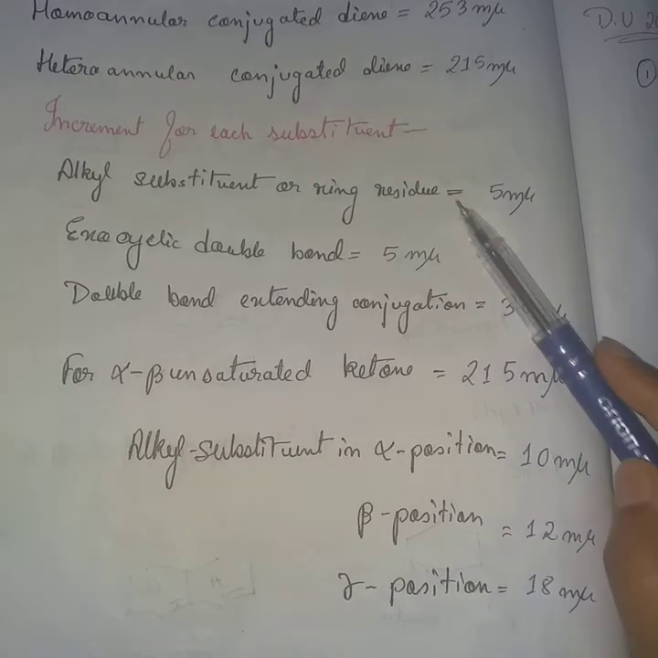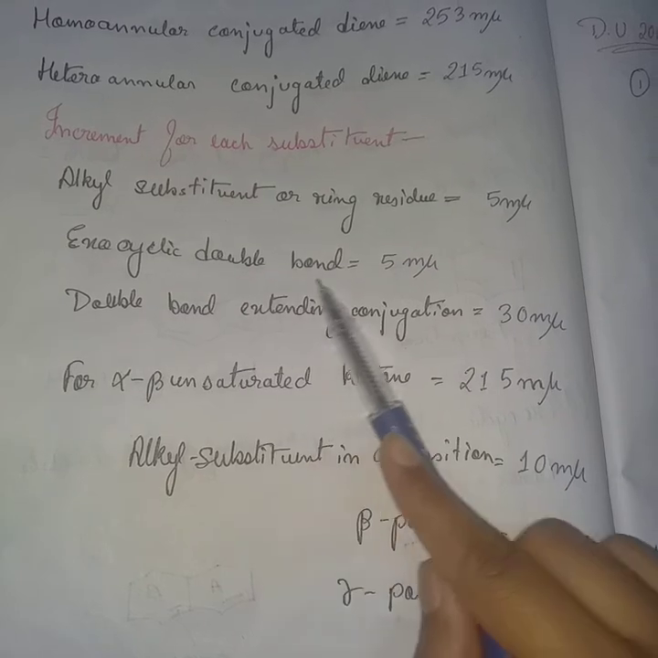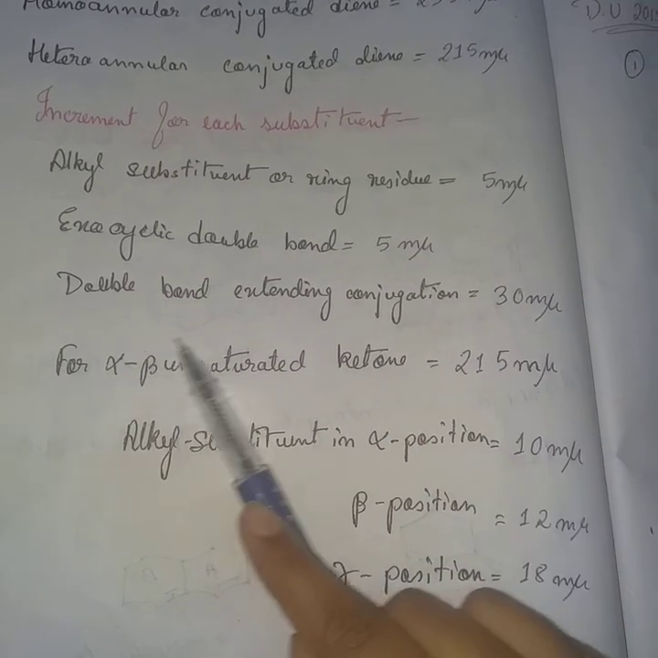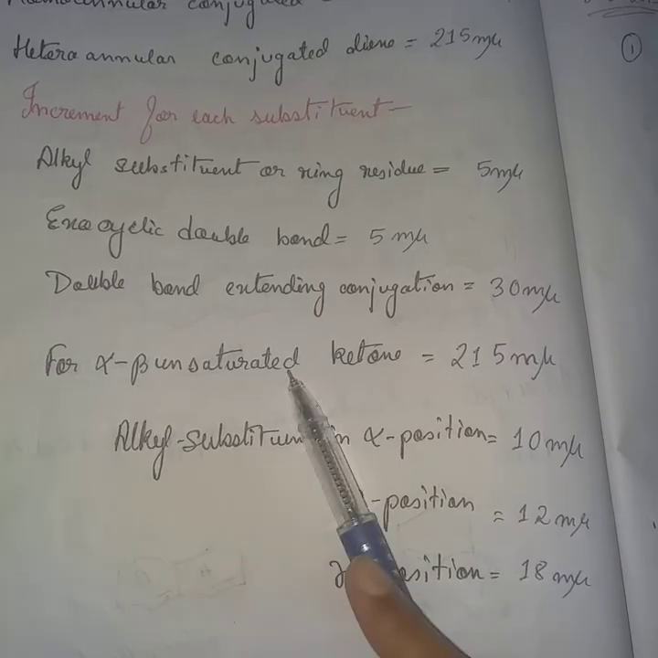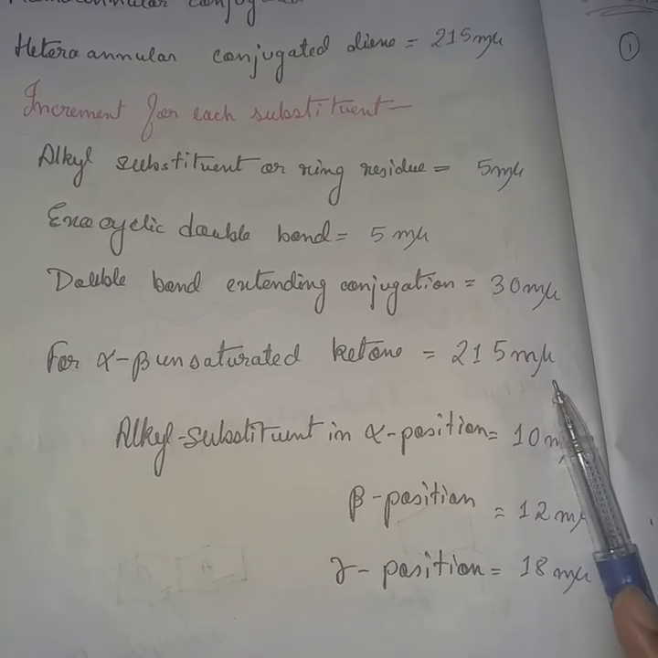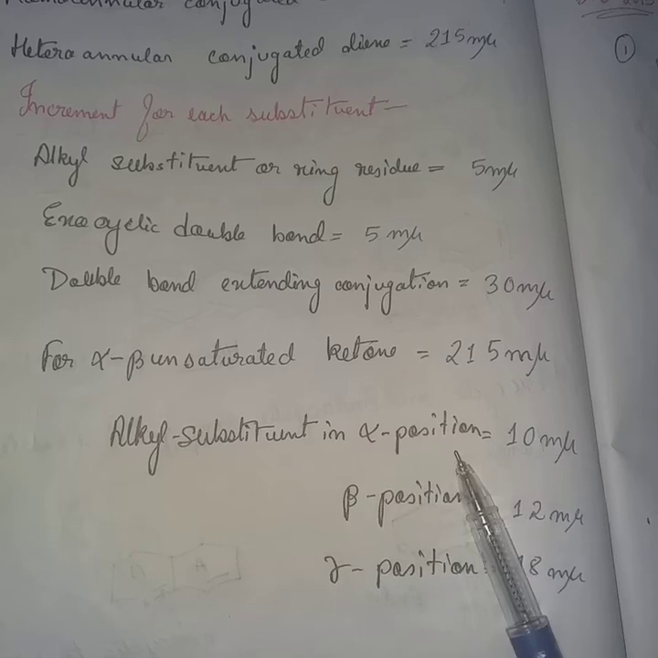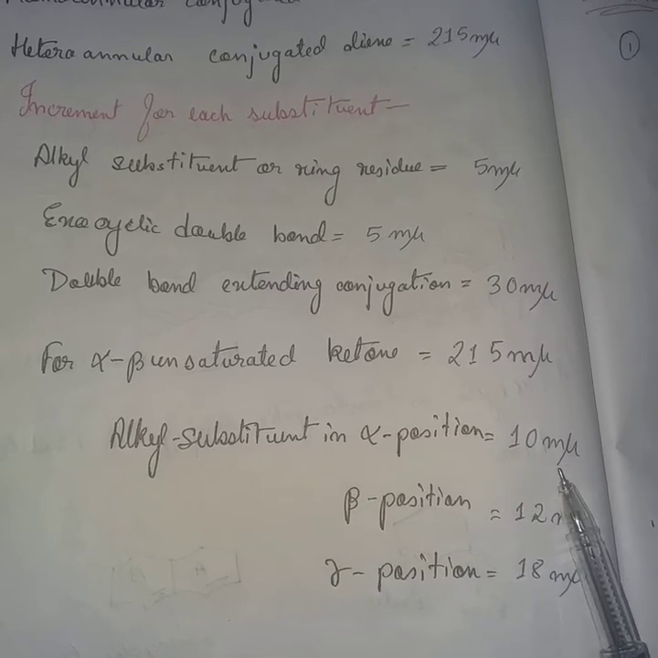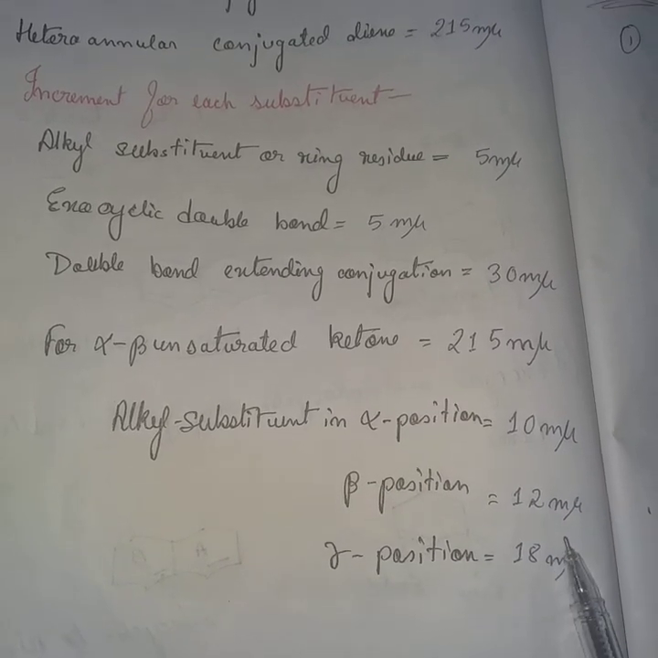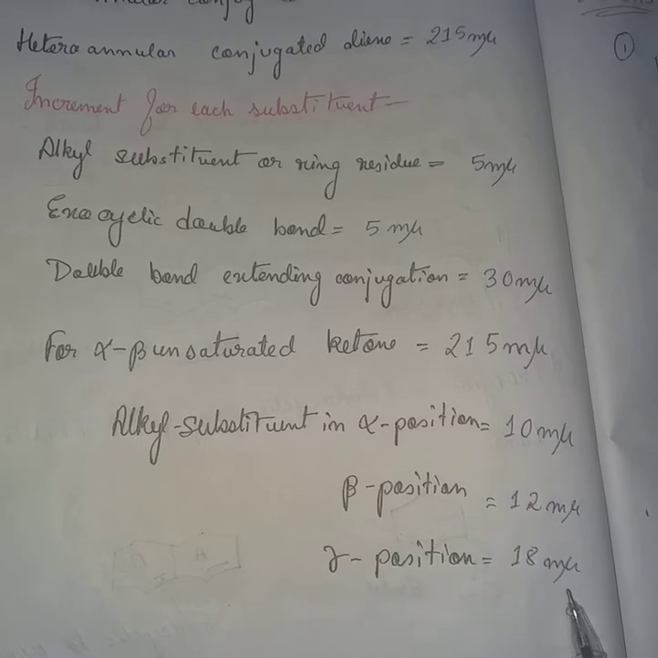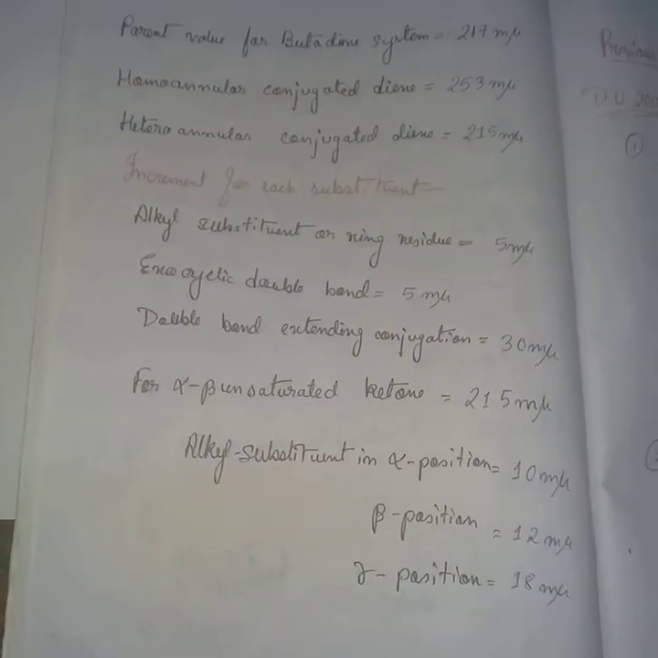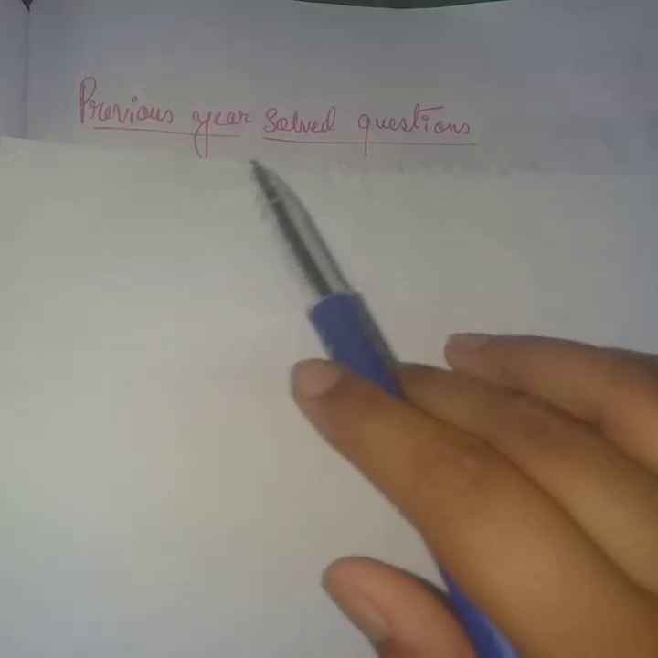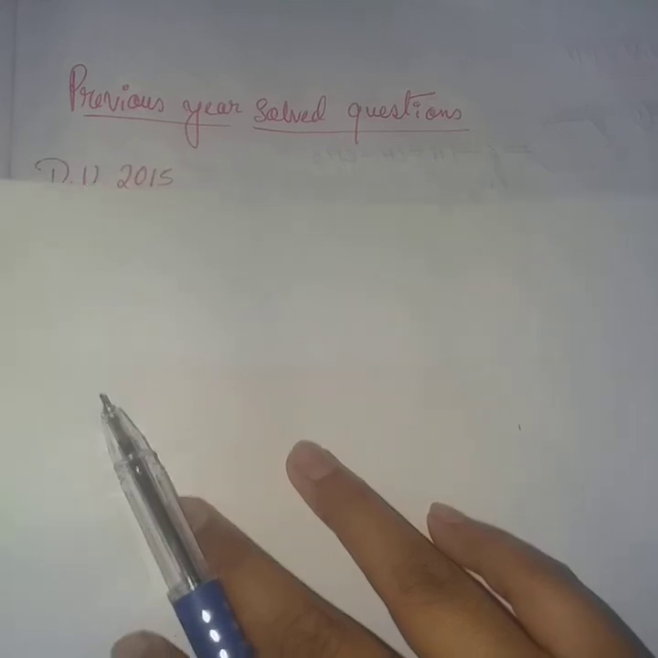and increment for each substituent like alkyl substituent or ring residue we will give 5 millimicron, exocyclic double bond 5 millimicron, double bond extending conjugation 30 millimicron. For alpha beta unsaturated ketone 215 millimicron, alkyl substituent in alpha position will get 10 millimicron, beta position 12 millimicron, and gamma position 18 millimicron. Please note it down. You will also get these in different types of books. Now we are moving forward to some previous year questions.